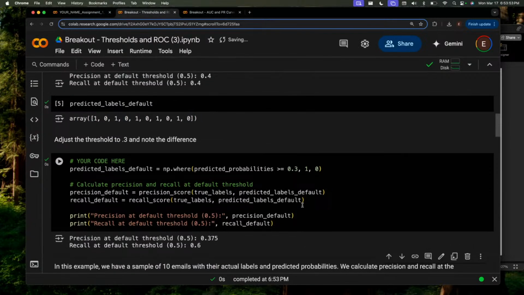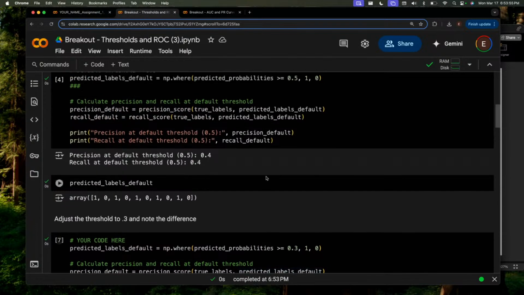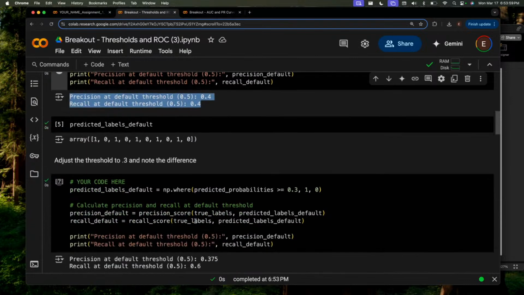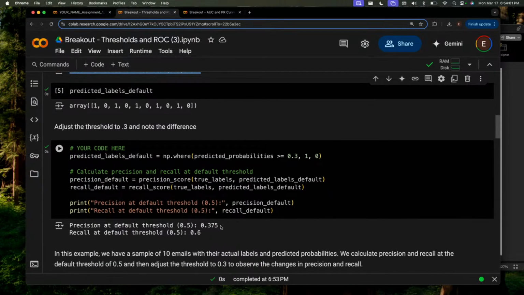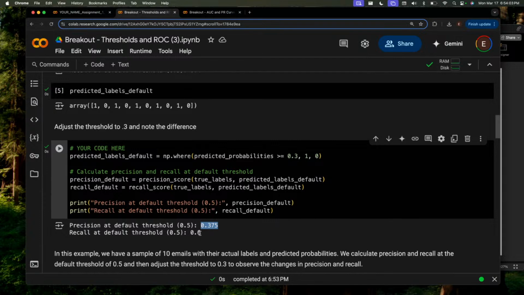And now, look, our precision and our recall changed. Before, we had a precision and recall of 0.4, both 0.4. And now our precision is 0.375 and our recall is 0.6. So we decreased our threshold and our recall went up.